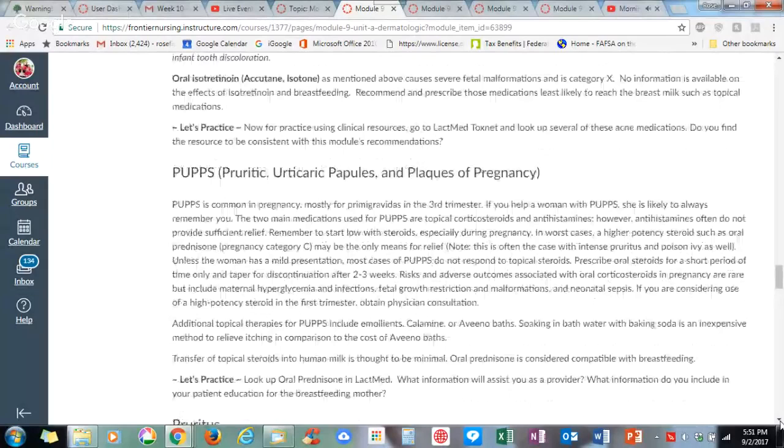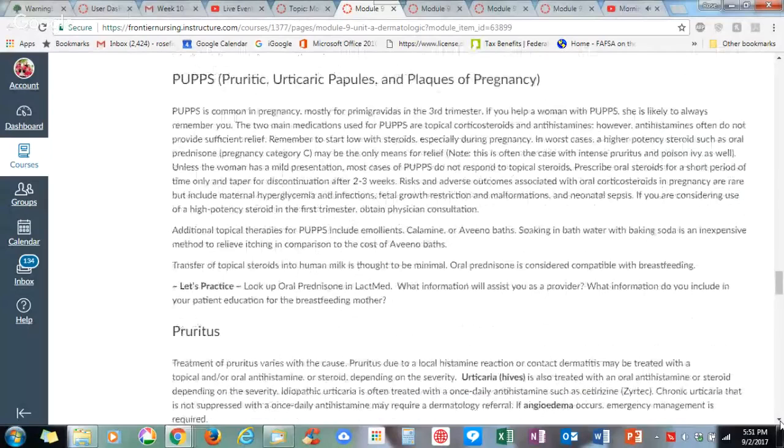PUPPP, pruritic urticarial papules and plaques of pregnancy. PUPPP is common in pregnancy, mostly for primigravidas in the 3rd trimester. If you help a woman with PUPPP, she is likely to always remember you. The 2 main medications used for PUPPP are topical corticosteroids and antihistamines. However, antihistamines often do not provide sufficient relief.